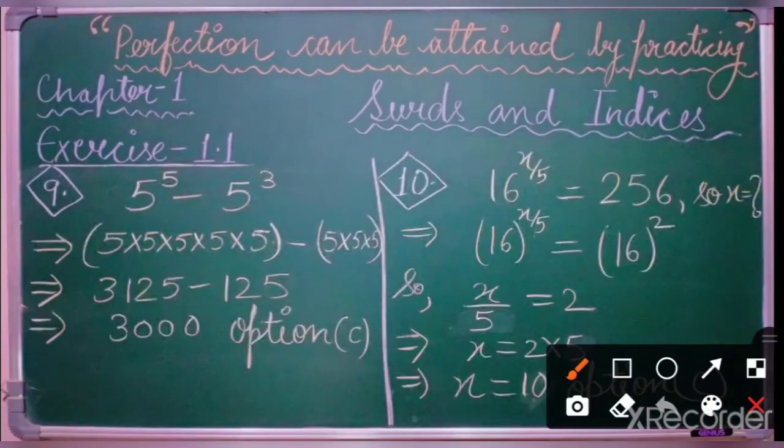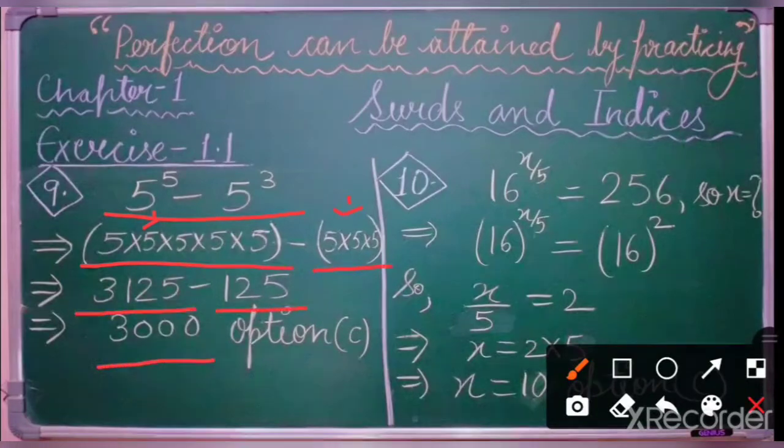Moving to question number 9, that is 5 to the power 5 minus 5 to the power 3. So 5 to the power 5 means 5 written 5 times, and 5 to the power 3 means 5 written 3 times. When you solve it, you will get 3125 and 125. When you subtract, you will get 3000, option C as your correct answer.